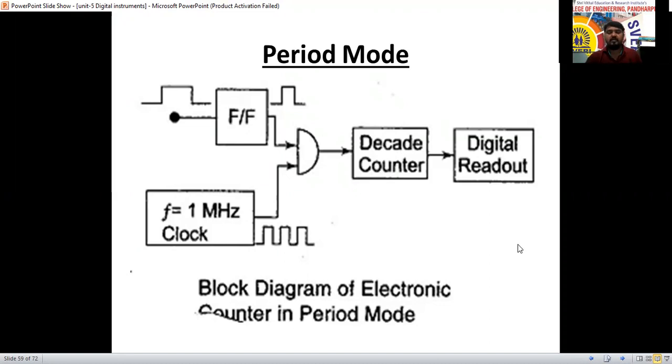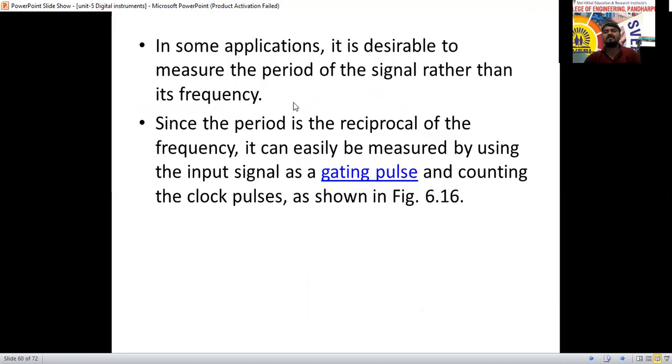So in some applications, it is desirable to measure the period of the signal rather than its frequency. Instead of frequency, some applications measure the time period. In that situation, the frequency and time period are inversely proportional. So you can calculate the frequency or you can calculate the time period here now. So the number of pulses per particular time period we are going to measure here now.